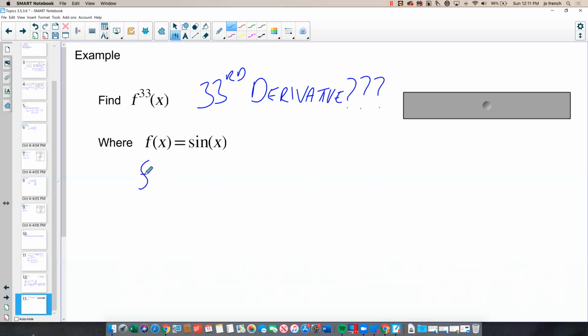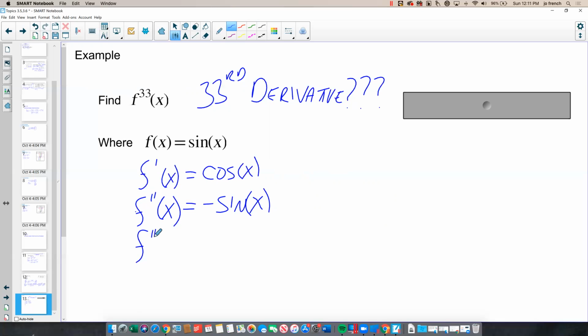So f prime, my first derivative of sine, is cosine of x. And then our second derivative, well, the derivative of the cosine of x, we know is the negative sine of x. And then my third derivative would be the derivative of the negative sine of x. Well, the negative would carry through, and then the derivative of sine is just cosine of x.